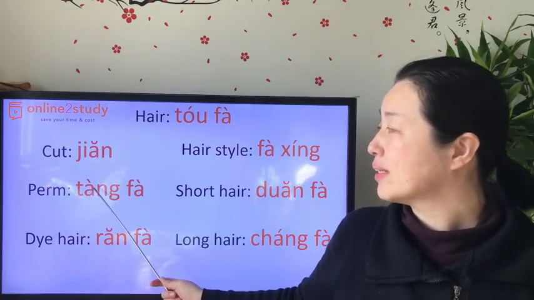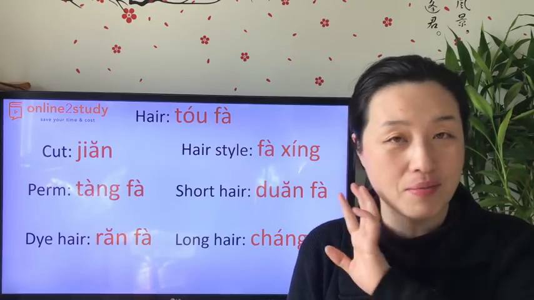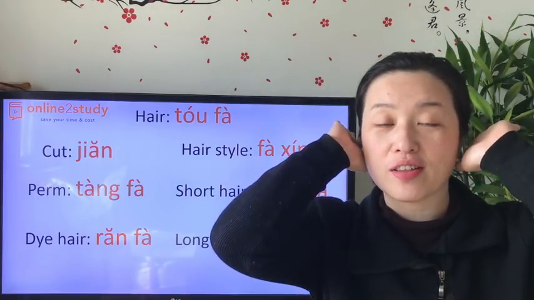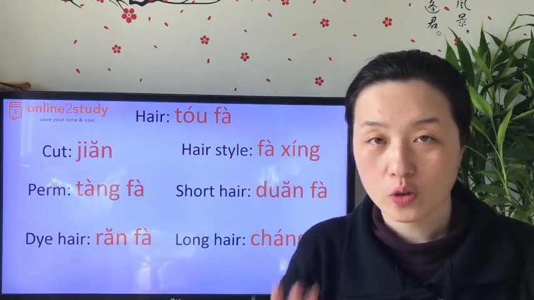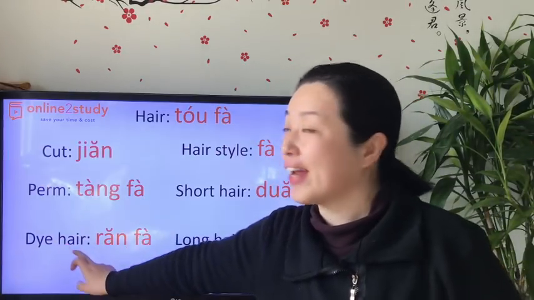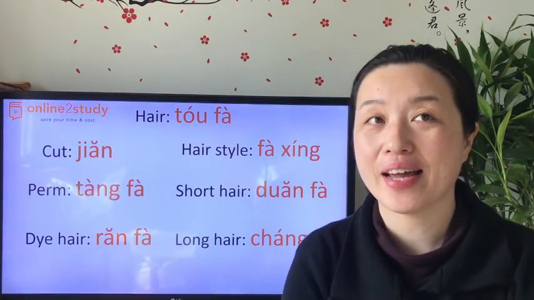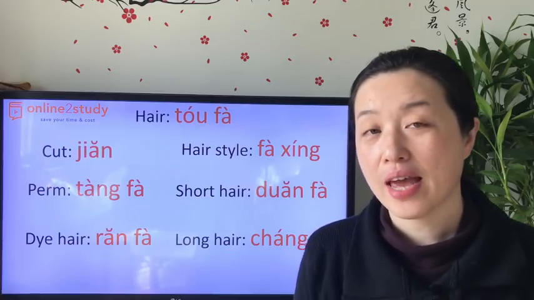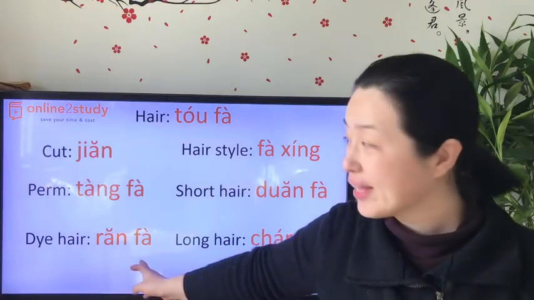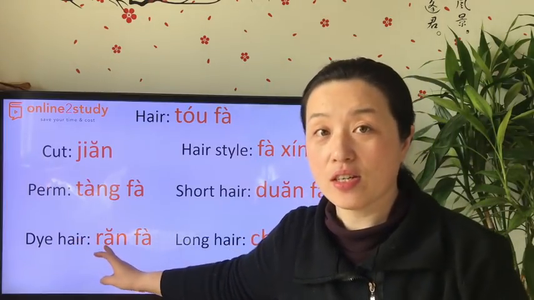So perm, 烫发, 烫发, right? You want curly hair or something, that is 烫发. Short hair like me or even shorter than me is 短发. 短 is short. 短发. Dyed hair, especially in China, people like to dye their hair bronze. So how to say dye hair in Chinese is 染发. Every word behind is 发. So dye hair is 染发.